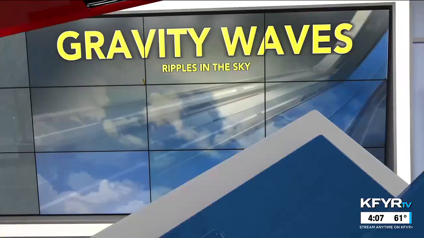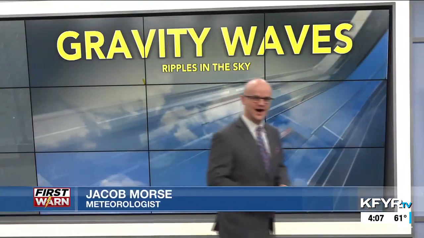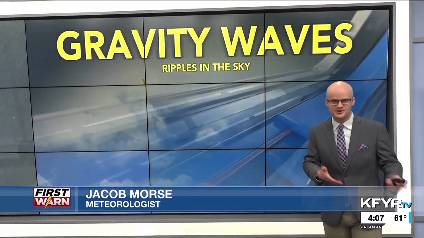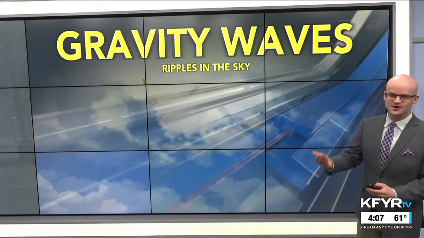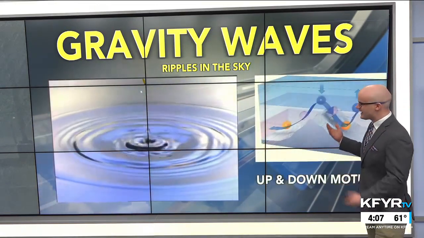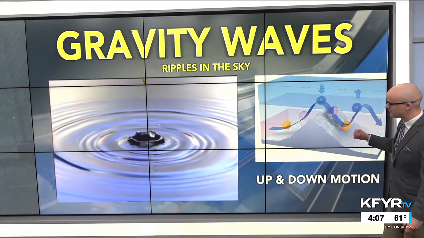Okay, maybe we do. We'll go a lot more in depth into it because, yeah, you've seen these in our sky before, but you probably just don't know the name of them. And we'll go into that over the next couple of minutes here. The ripples in the sky called gravity waves. Now, they can happen with mountains and terrain. We'll go into that in a second.